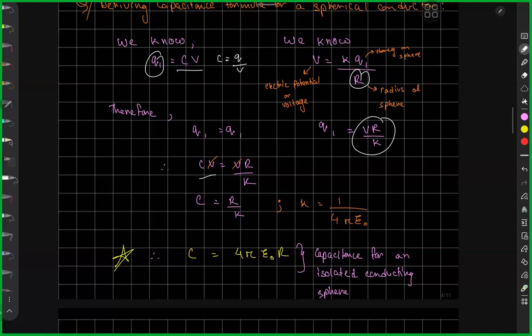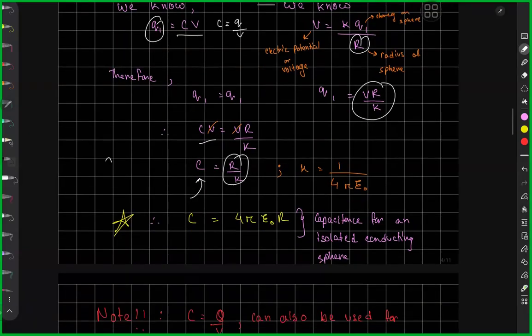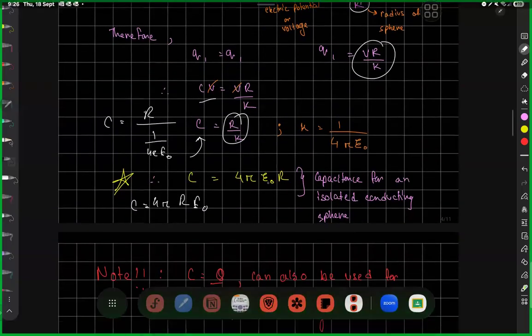Once I've done that, what am I left with? Capacitance value is equal to R by K. And what did I tell you guys about K? It is 1 by 4 pi epsilon naught. So K is this. If I put in C is equal to R by 1 by 4 pi epsilon naught, it will basically reverse, the reciprocal. So C is equal to R times 4 pi epsilon naught. This is the equation that you get. Get it?